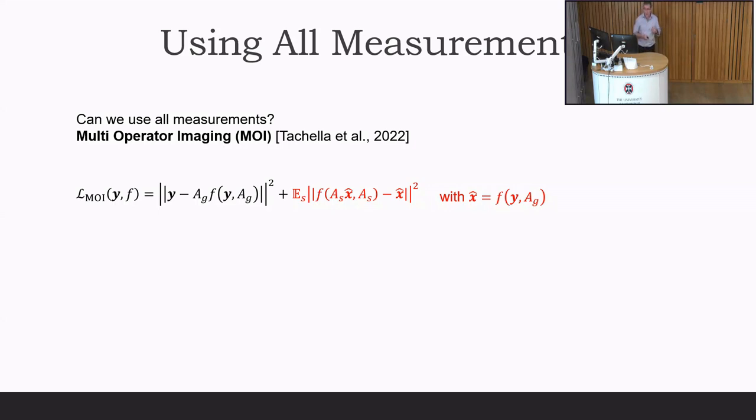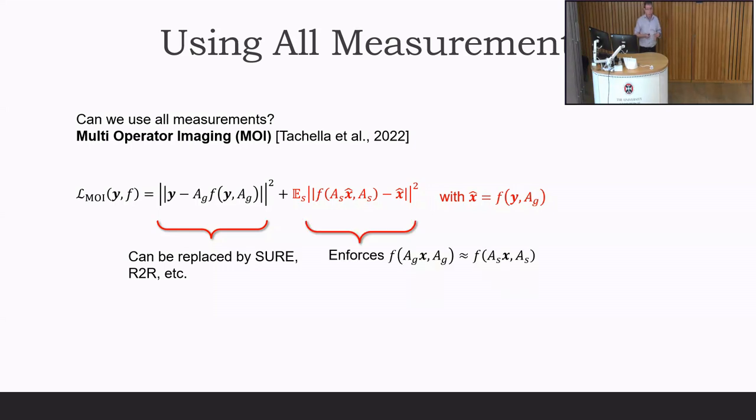Okay, and it turns out that this is motivated by the identifiability theory. Again, we can always replace the measurement consistency loss by a Shor loss, a noisy version. So although I'm presenting this in terms of noiseless, all this extends to the noisy setting. But the key thing is that we want this loss term to enforce that f of AG of x, when measured through AG, is equivalent to the reconstruction we'll get with AS of x using AS.